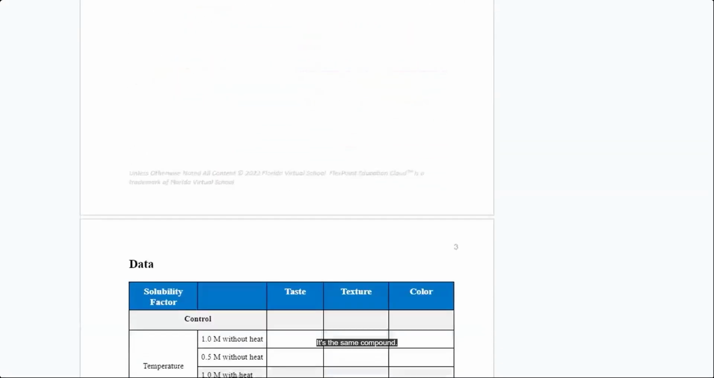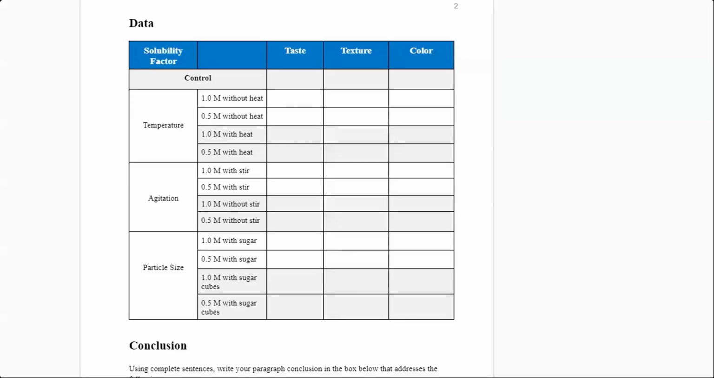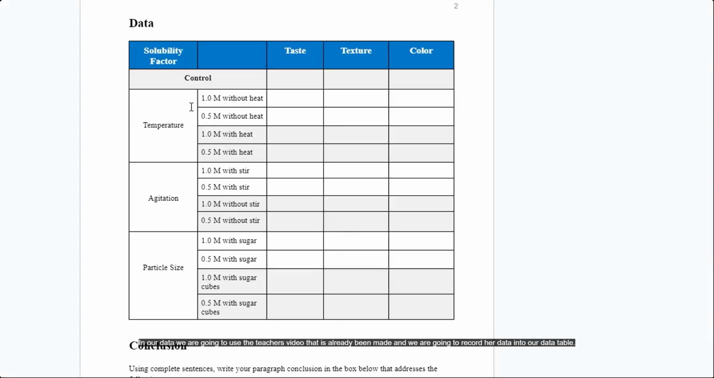All right, now let's move on into our data. In our data, we are going to use the teacher's video that has already been made, and we're going to record her data into our data table. Notice that it is set up based upon 3 different solubility factors. The first factor is temperature, and then we have agitation, and then particle size.